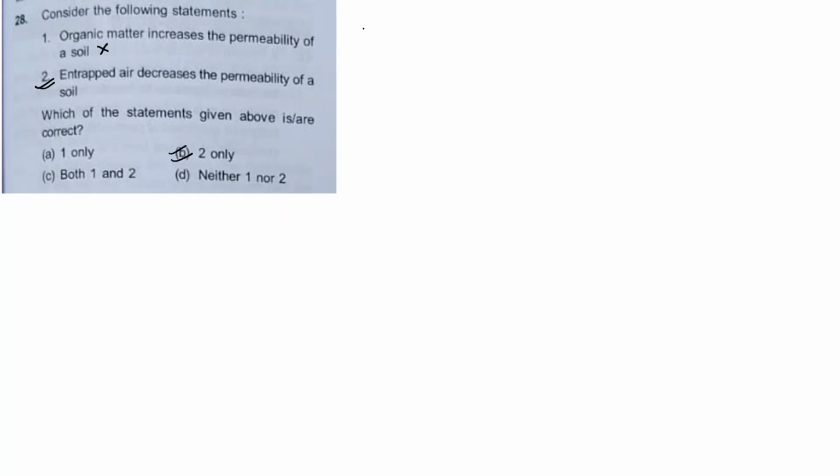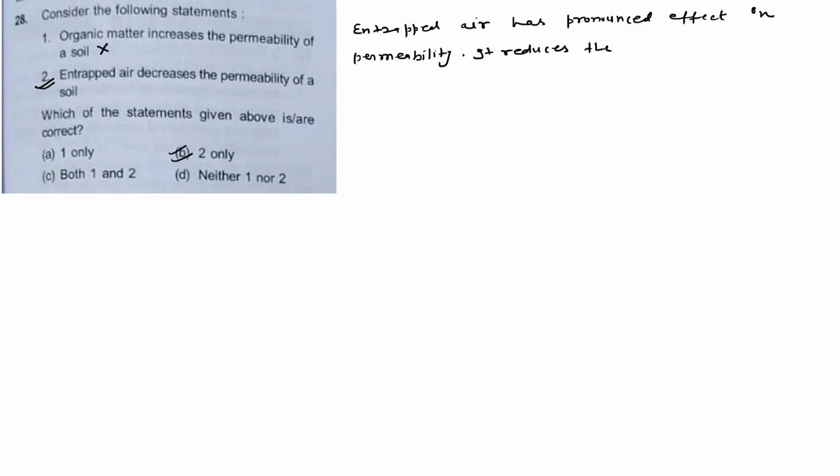So I'm explaining here. Entrapped air has a pronounced effect on permeability. It reduces the permeability of soil.